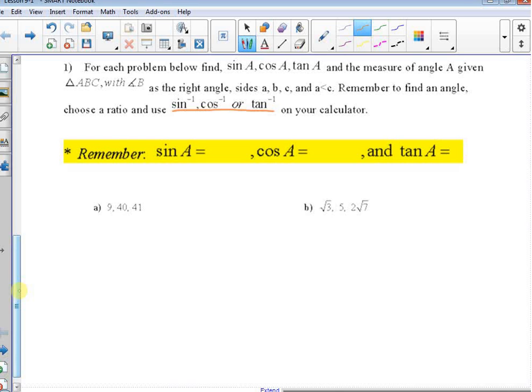So we remember sine of A is equal to opposite over hypotenuse, cosine's adjacent over hypotenuse, and tan is opposite over adjacent. So if we're going to set up a triangle of 9, 40, 41, then I just labeled it A, B, C like this because it said make B the right angle. And then A and C doesn't really matter, but you should probably copy what I did.